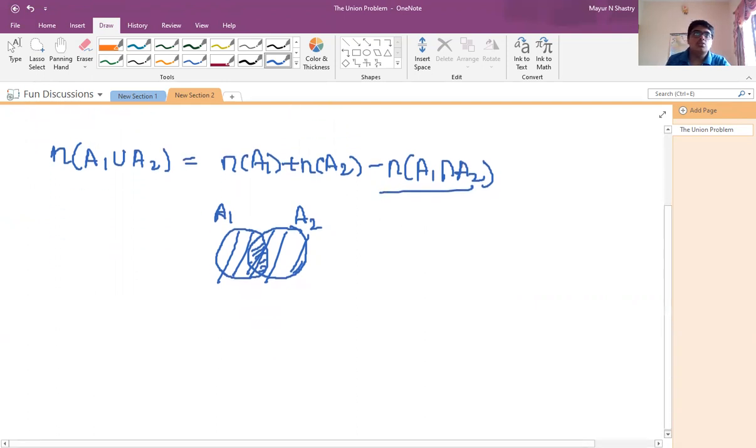What we usually do is try to find out a formula for n of A1 union A2 union A3. Even this is quite a familiar problem for maybe most of you who are seeing this video. There is a formula for this, but I would be bringing about the derivation for this formula here.